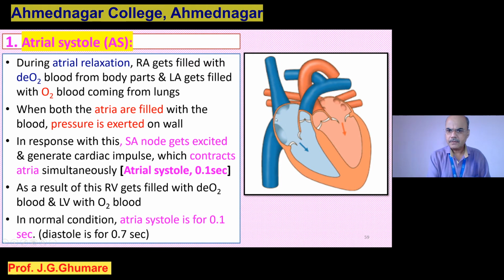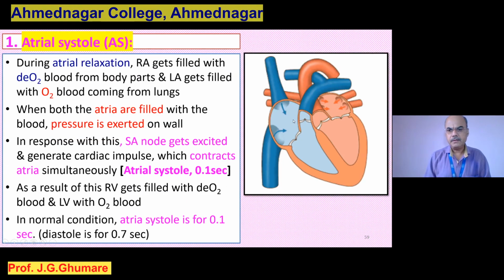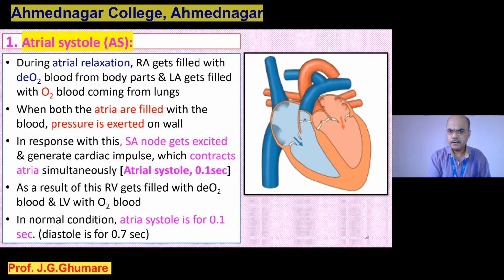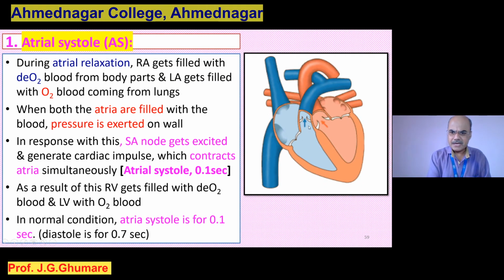So the moment the SA node produces the impulse, that will travel all over the atria. Atria will contract, and that will be for 0.1 second only. Remember what will happen, we'll discuss the blood flow again. The deoxygenated blood from here will be given to the right ventricle. Oxygenated blood from this left auricle will be given into the left ventricle. That time the bicuspid and tricuspid valves will open. That time the semilunar valves will be closed. You can see in this particular diagram.